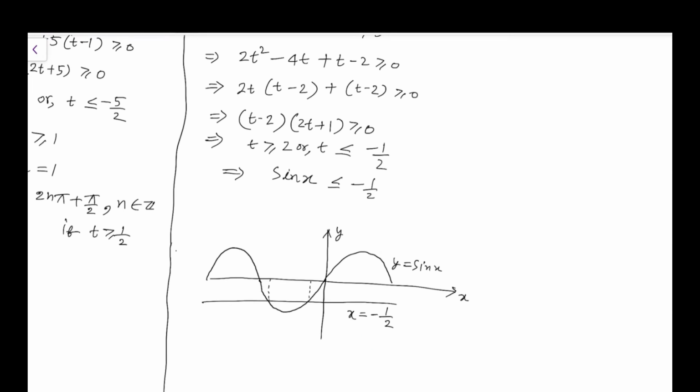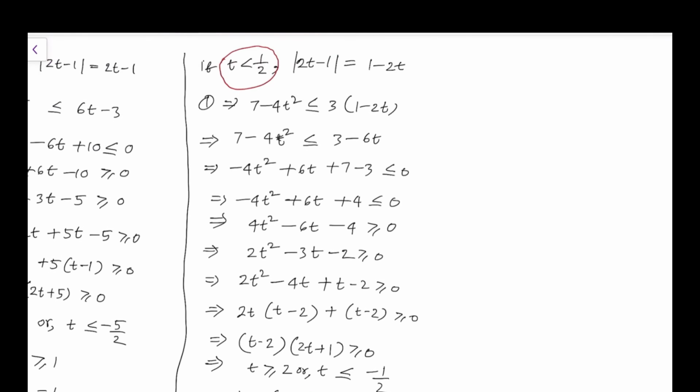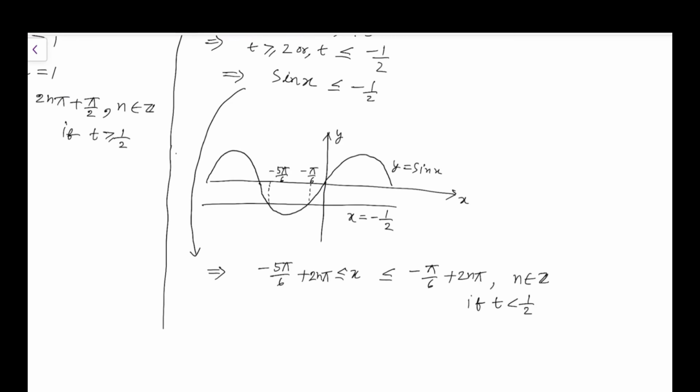Okay, so we see there are 2 points in a cycle, minus 5 pi by 6 to minus pi by 6, where sin x is less than minus half, because this portion is below the y equals minus half line. So what we can write from here is x is in between minus 5 pi by 6 and minus pi by 6 for a cycle, and sin x is a periodic function, so we can add 2n pi on both sides, and this happens for t less than half.